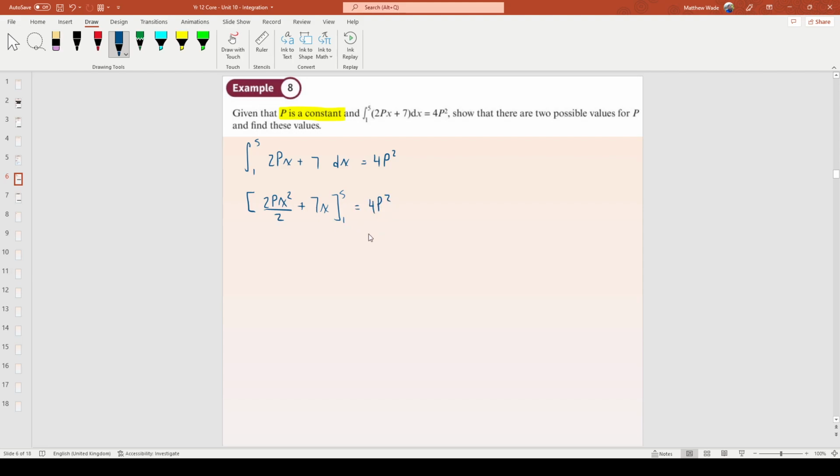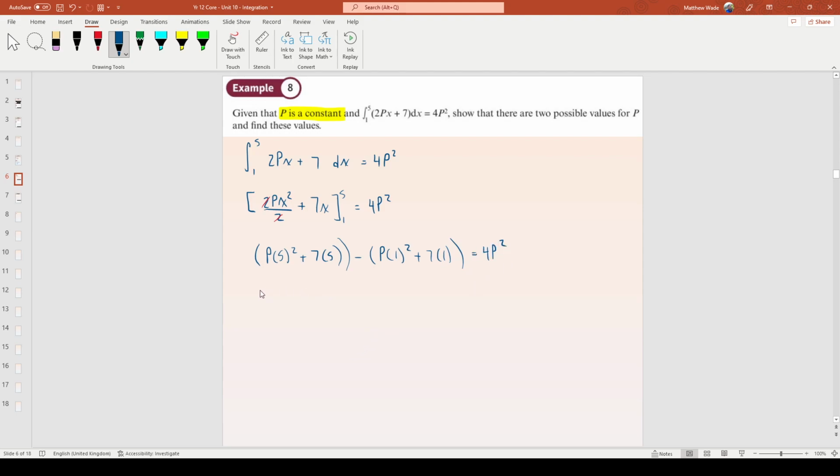It's just algebra now, so we just have to go in and crush it. And even still, look at this, I'm even going to skip a step. Those cancel away, don't they? So it's just px squared. So in my first circle bracket, I'm going to be left with p times 5 squared plus 7 times 5. And that's the first circle bracket. Take away, and now put your lower limit in. You're going to get p times 1 squared plus 7 times 1. Close that circle bracket. Still has to equal 4p squared.